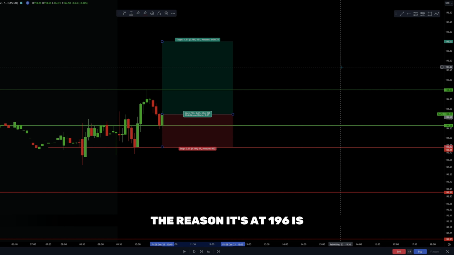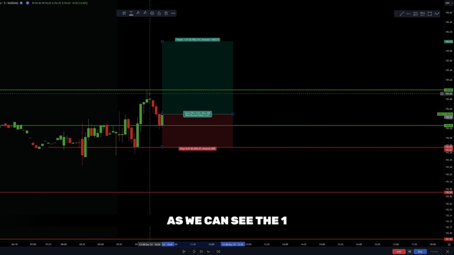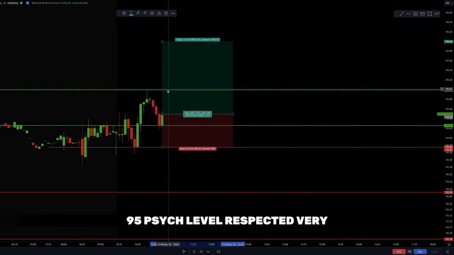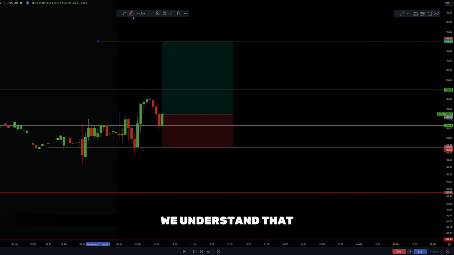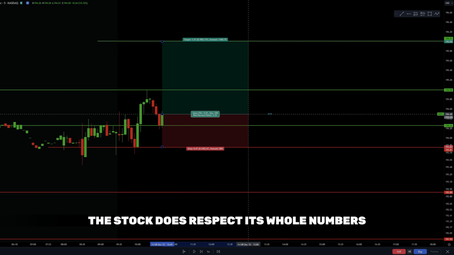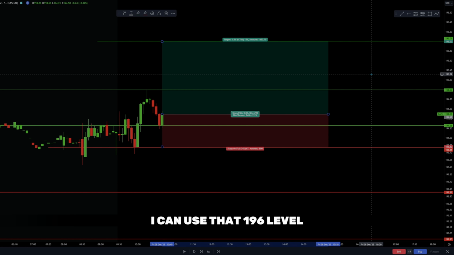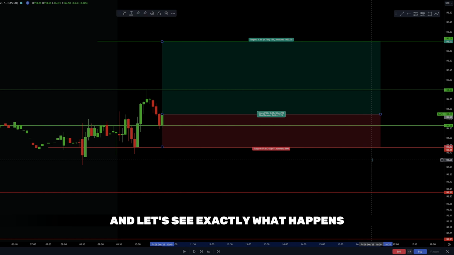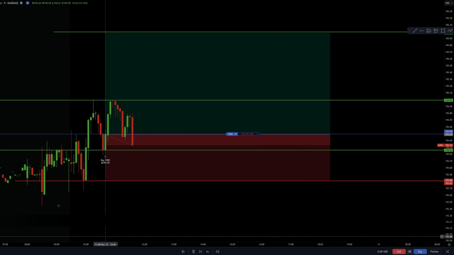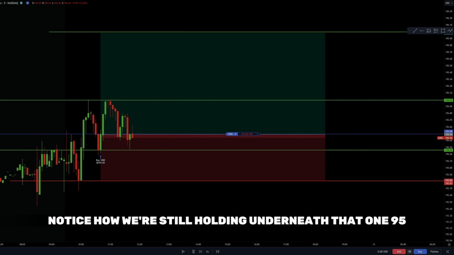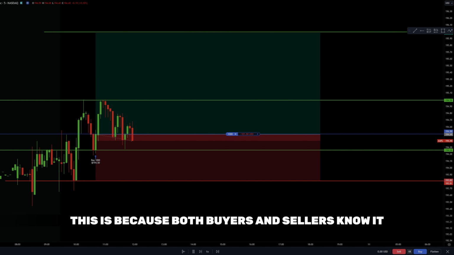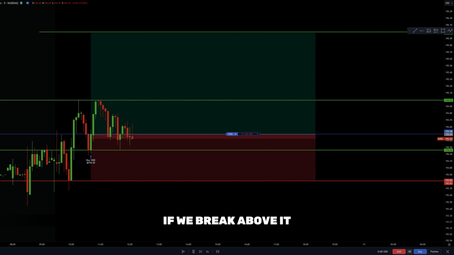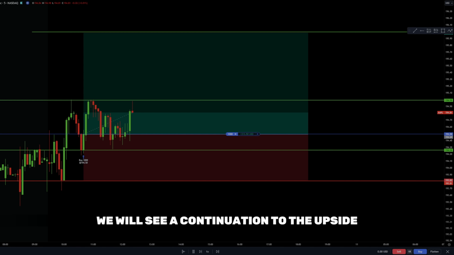The reason it's at 196 is, as we can see, the 195 psych level respected very, very well. And therefore, we understand that the stock does respect its whole numbers. And therefore, I can use that 196 level. So we would enter into the trade here and let's see exactly what happens. Notice how we're still holding underneath that 195. This is because both buyers and sellers know that is the break of structure. If we break above it, we will see a continuation to the upside.